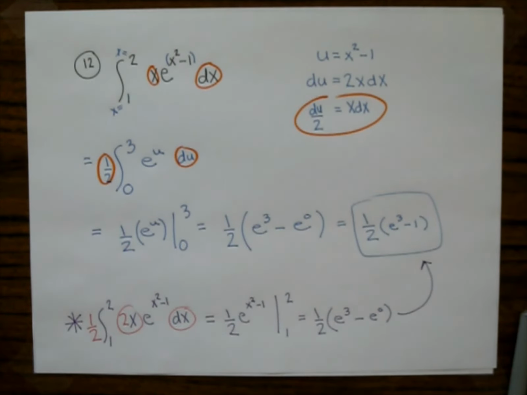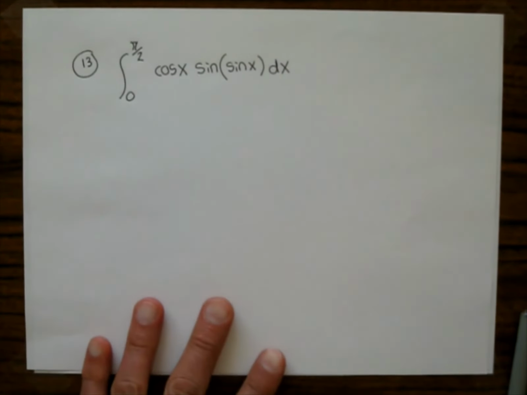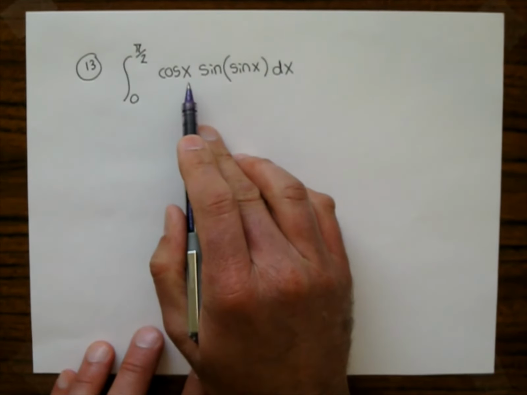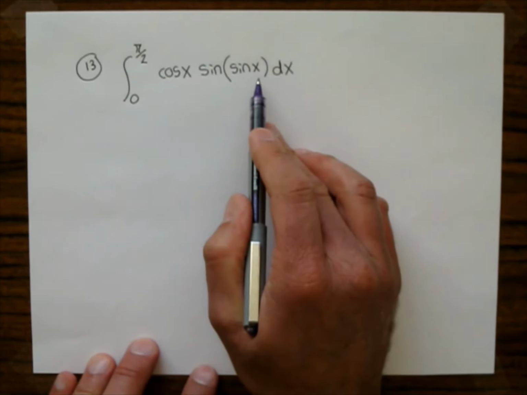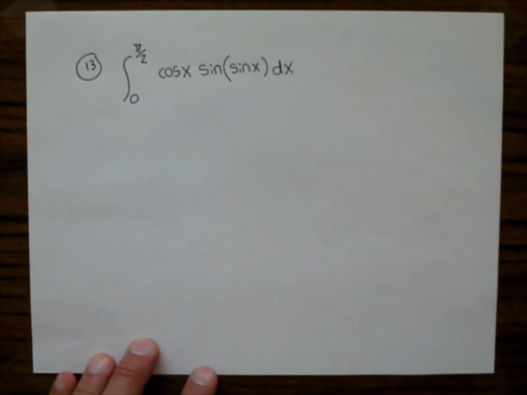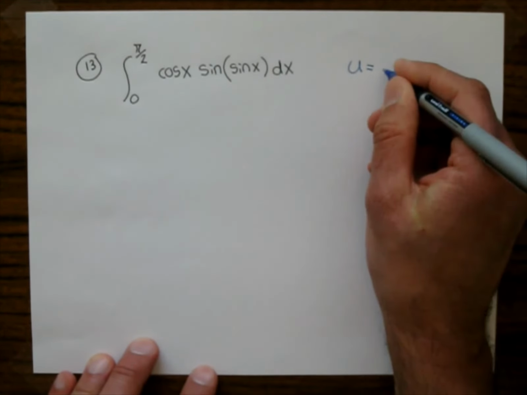Let's go ahead and do the next problem here. Problem number 13. Some of you are going to love this because it has trigonometry in it. Okay, so this is a weird one. I'm integrating cosine x times the sine of the sine x. So that's really weird. I don't like that there. So what we want to do is maybe set our u equal to the sine x.